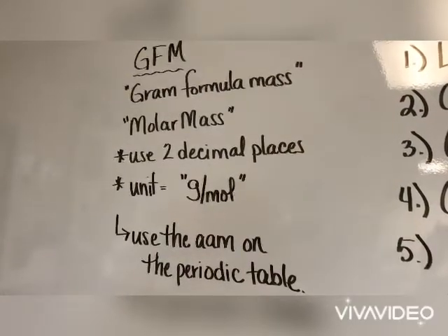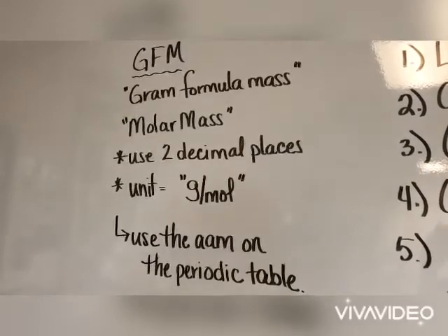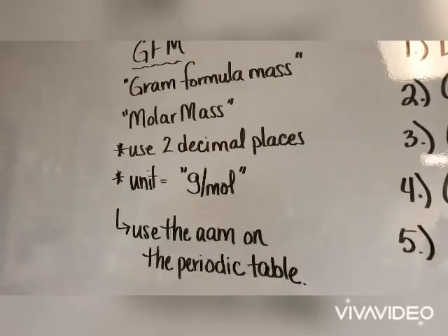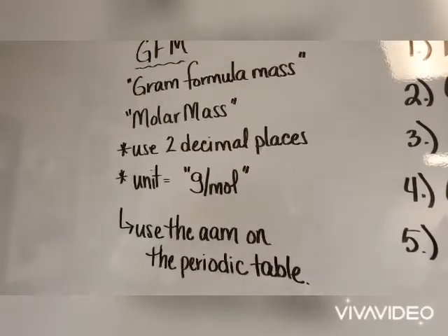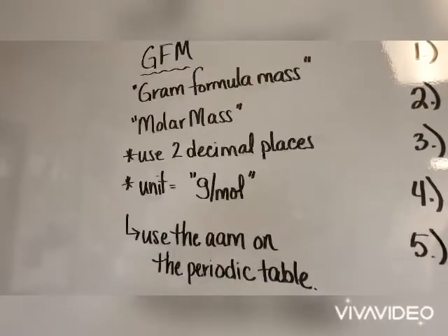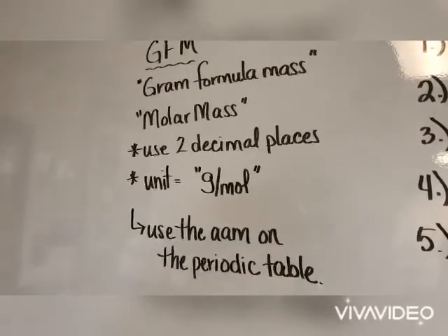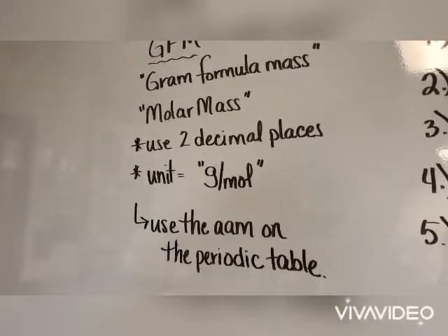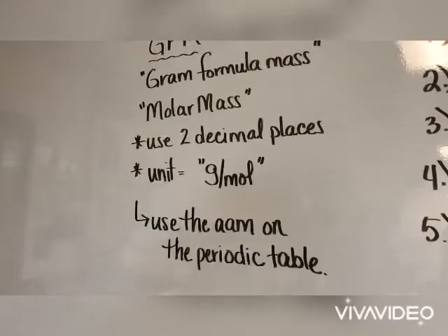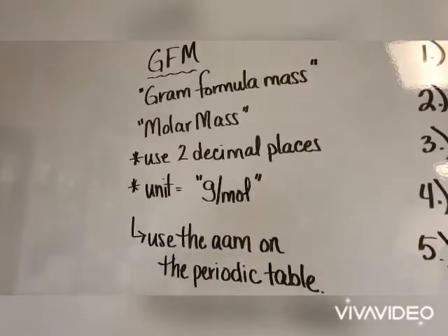Today I want to go over how to find that gram formula mass, also known as GFM. A second nickname would be molar mass. And as we go through, a couple things to keep in mind is your final answer will have 2 decimal places and the unit's going to be gram per mole. Also keep that periodic table handy because we're going to be using the average atomic mass off of it, that decimal number, to be able to solve these problems.